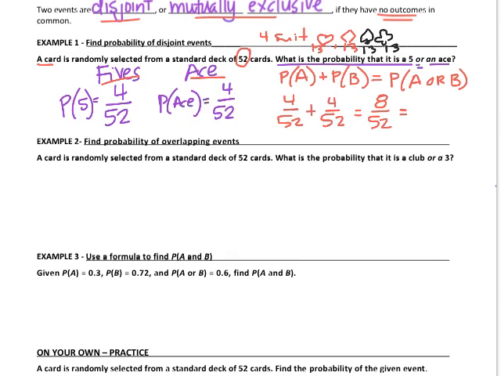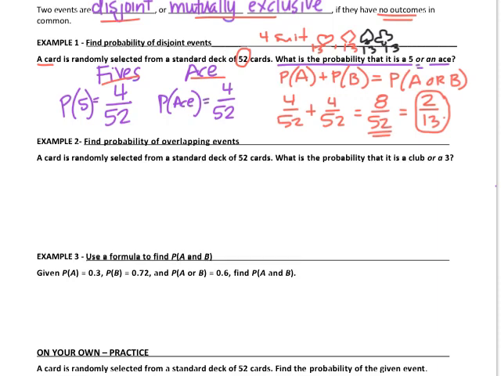2 goes into 8. I'm sorry, let's use a bigger number. 4 goes into 8 2 times, and 4 goes into 52 13 times. So here's our final answer. The probability of pulling a 5 or an ace is 2 out of 13 because we've reduced our fraction. So you'll want to make sure that you reduce all of your fractions when you have something that is reducible.